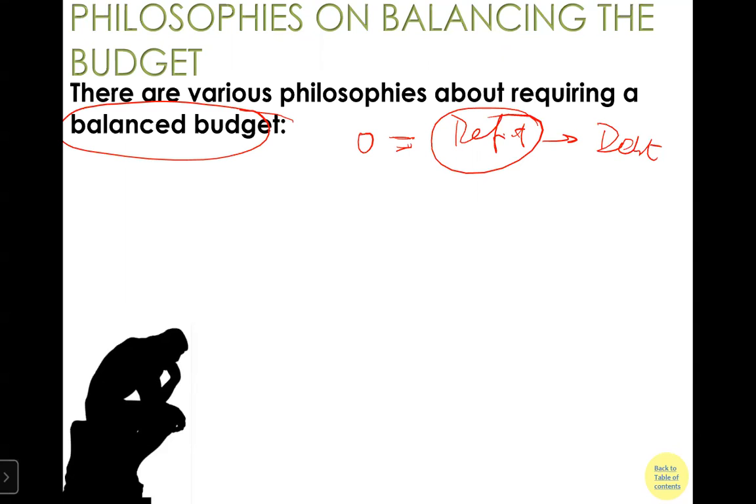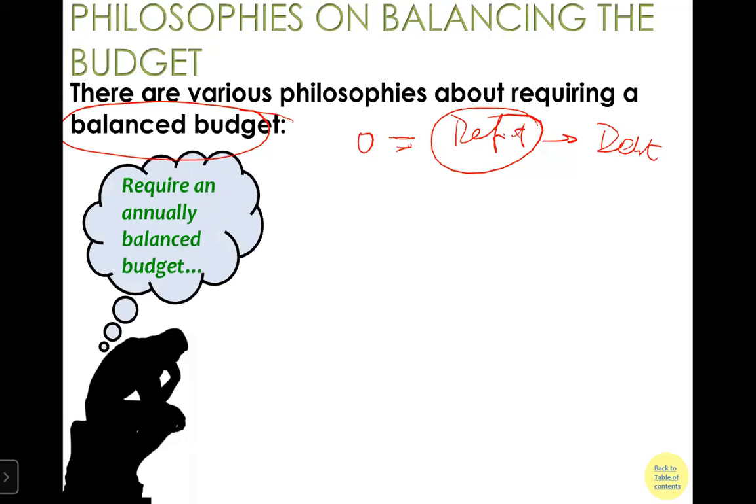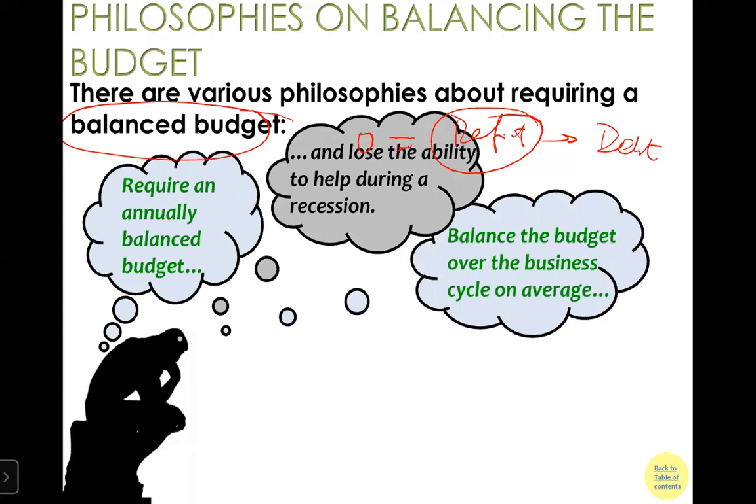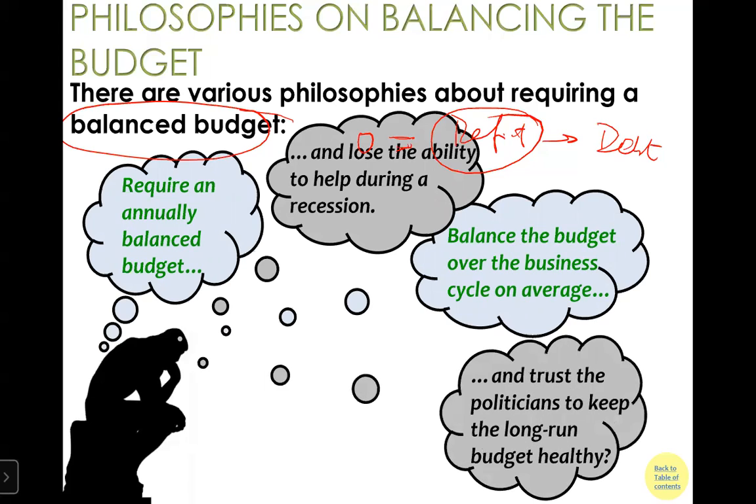Right? So here is the logic behind this balanced budget. If we require an annual balanced budget, we lose the ability to help during recession. And a balanced budget over the business cycle, on average, and trust the politicians to keep the long-run budget healthy. So okay, sorry. This is essentially like two different views, right? Above this line, those are the thoughts.